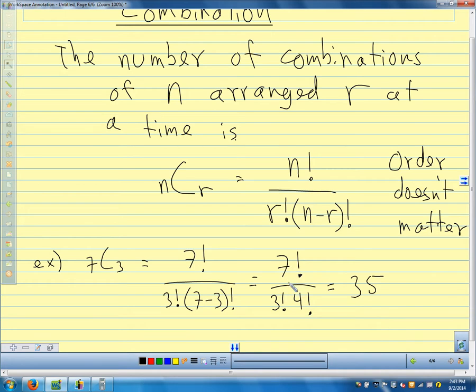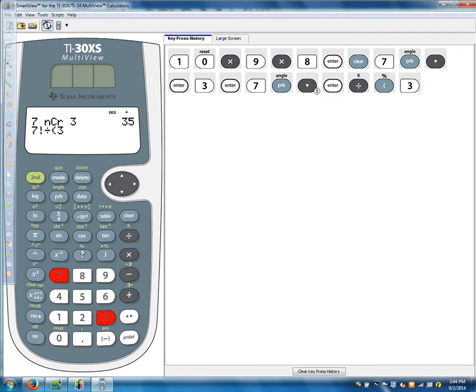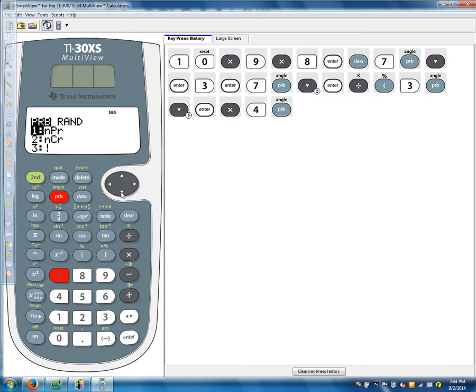And I can calculate it out just like this as well. So let's do that. 7, I'm going to do the factorial. Divided by, and I want to make sure I put some parentheses here because I want the 3 and the 4 together. Divided by 3 factorial times 4 factorial, and I hit enter, and I get 35.